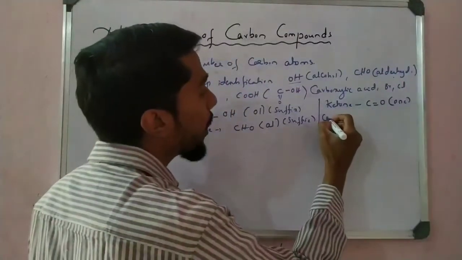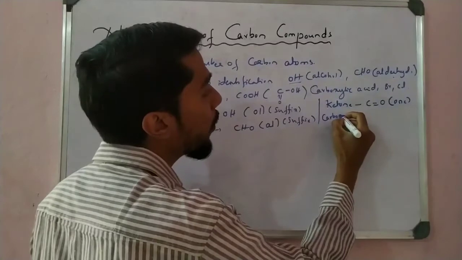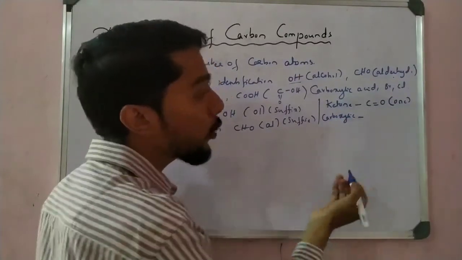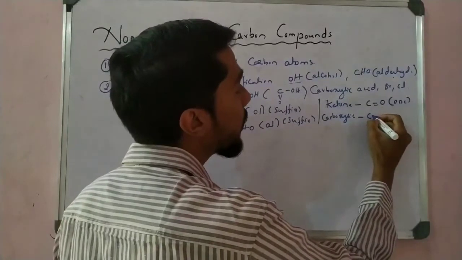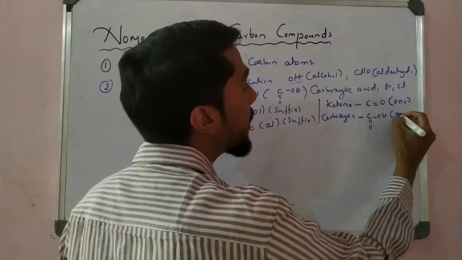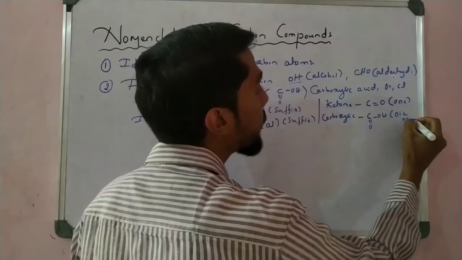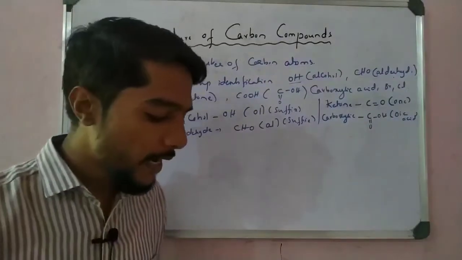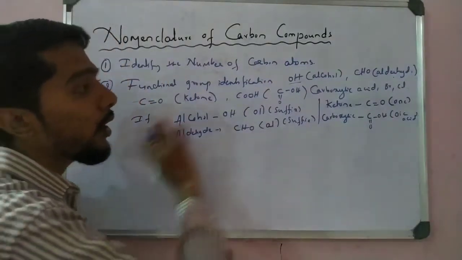If a carboxylic acid is present, the functional group is C double bond O OH, that is COOH. In that case, we take "OIC acid" at the last, right? So these all are suffixes.